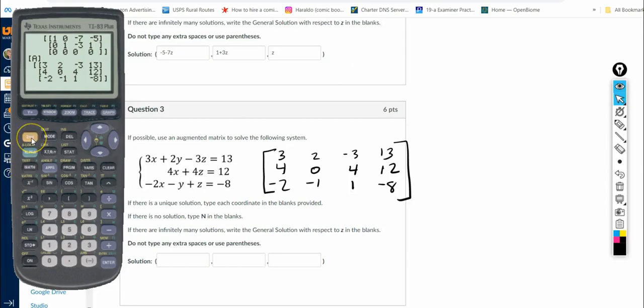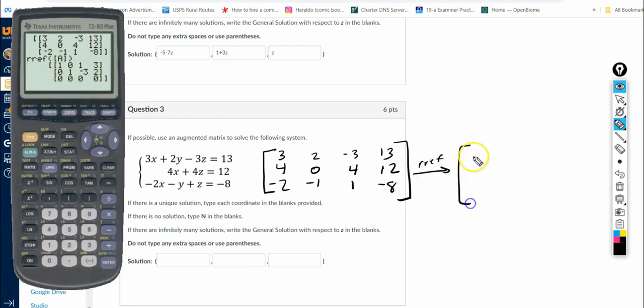Okay, that looks good. So now I'm going to get back into the matrix menu, go over to math, scroll up to RREF, get back into the matrix menu, and under names, press enter, close out the parenthesis. Okay, and once again, it looks like we've got an infinite one. If you've got all zeros on the third row, then you have a dependent system and infinitely many solutions, and you must write the general solution.